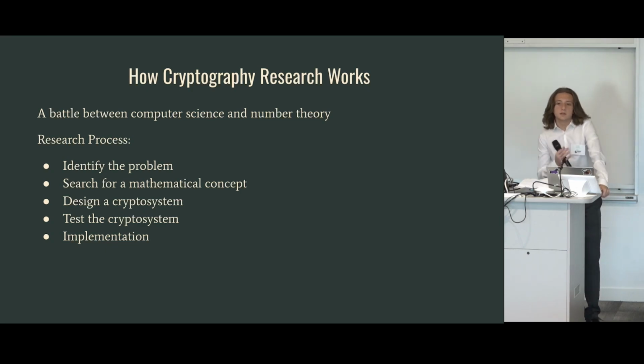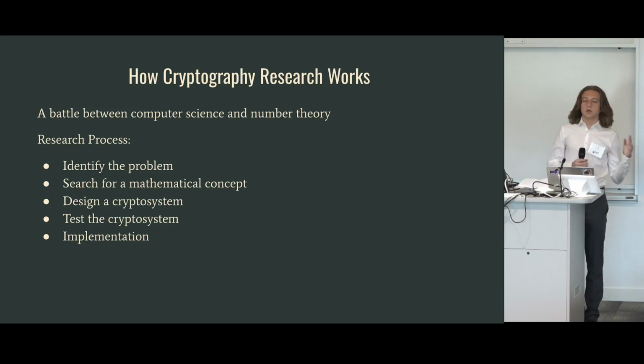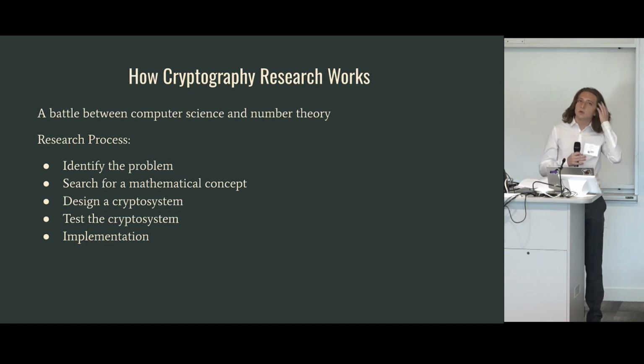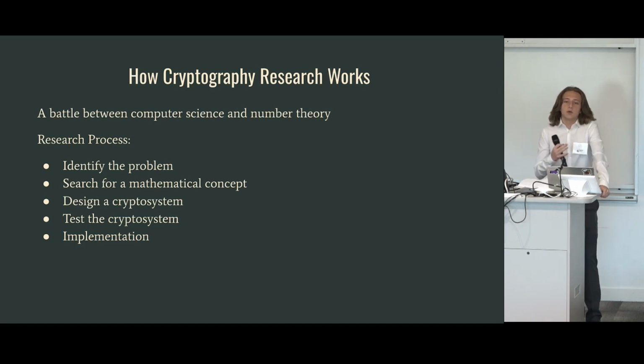And in its simplest terms, cryptography research is really just a battle between computer science and number theory. In computer science, we're basically just designing our crypto system that we think can't be broken, we think it's secure. And then over on the number theory side, we have people trying to come in and get our crypto system and try to break it. And if they can't break it, then the crypto system is good and secure and it's ready to be implemented.